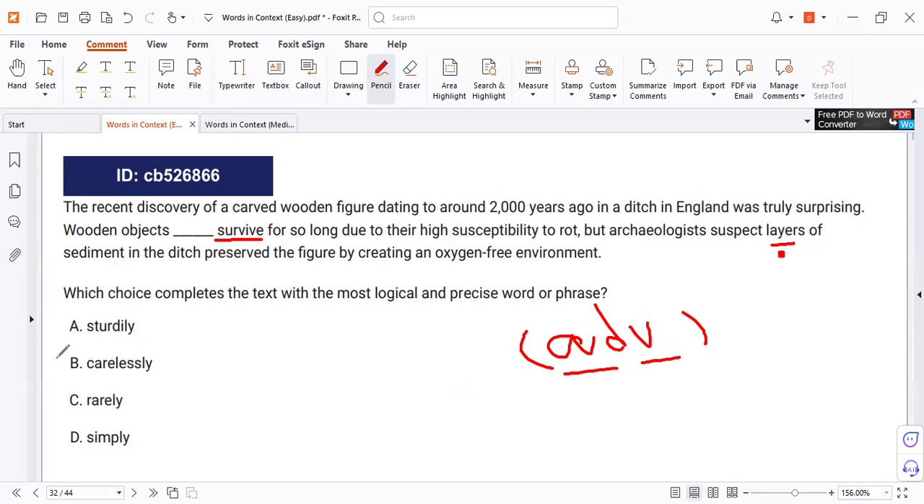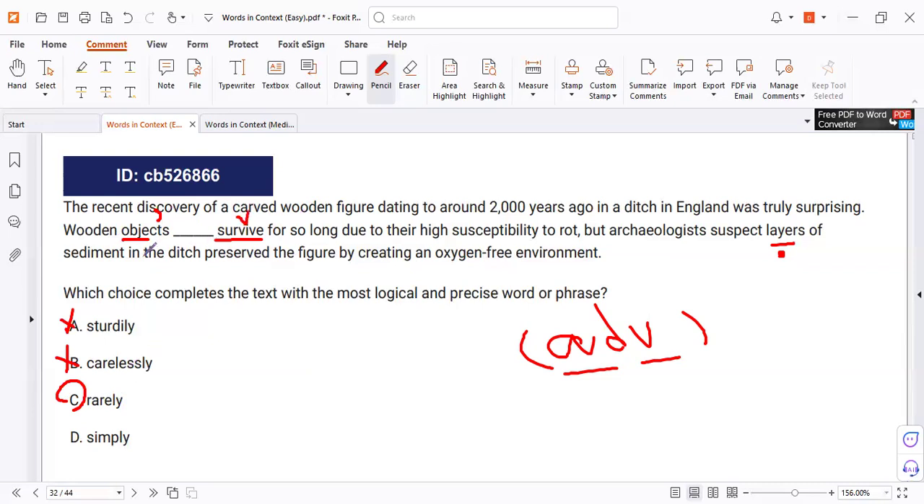So it's not that at all. And sturdily just means hardly, strongly. But how survive strongly? We're not talking about power or strength. Simply or rarely? Yes, rarely. Rarely means not. So again, look again. Wooden object. Do what? Subject and then verb and then adverb.